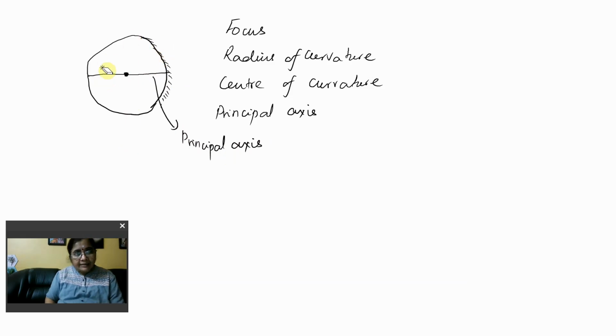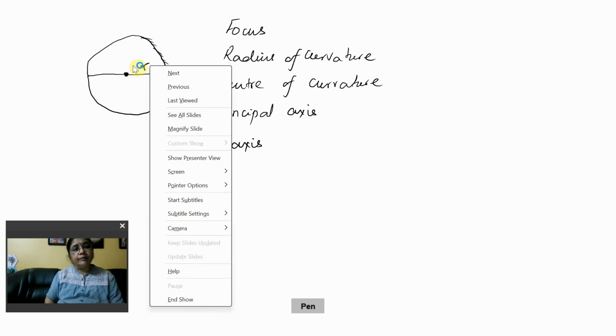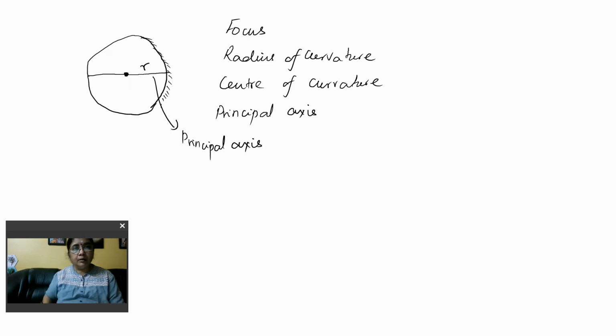This radius, this is R, right? From here to here, it is known as R. This is your radius R. From here to here is your radius R. This is your radius of curvature. This is the center of curvature, and this is the radius of curvature. So we have seen principal axis, we have seen radius of curvature.